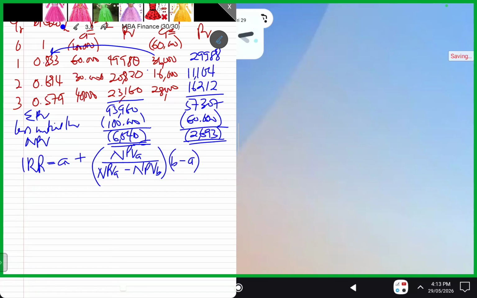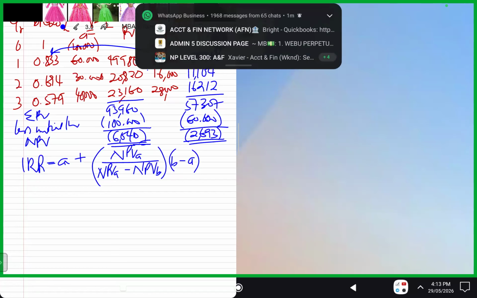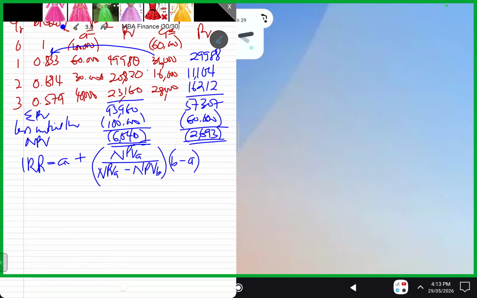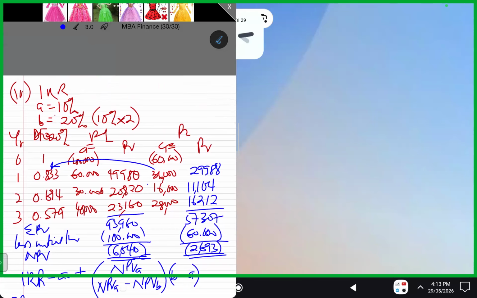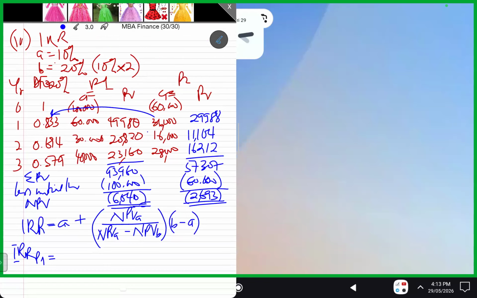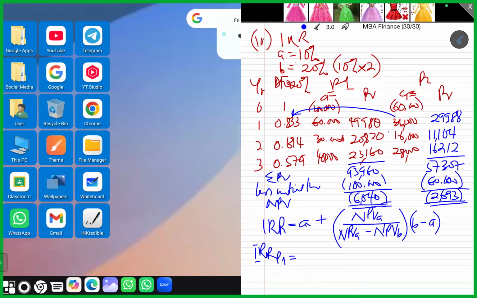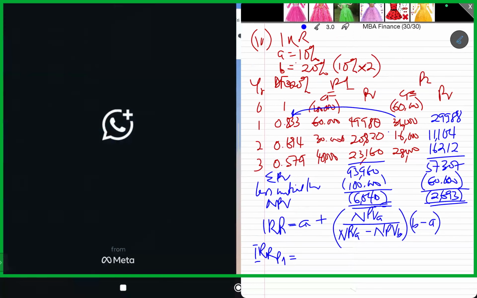Are you good? Yeah. All right, let's continue. So let's find the IRR for plant one. What was the initial rate? A is the initial. What was the initial rate we used? The initial cost of capital. The initial cost of capital doesn't have a plant number. It's for all of them.